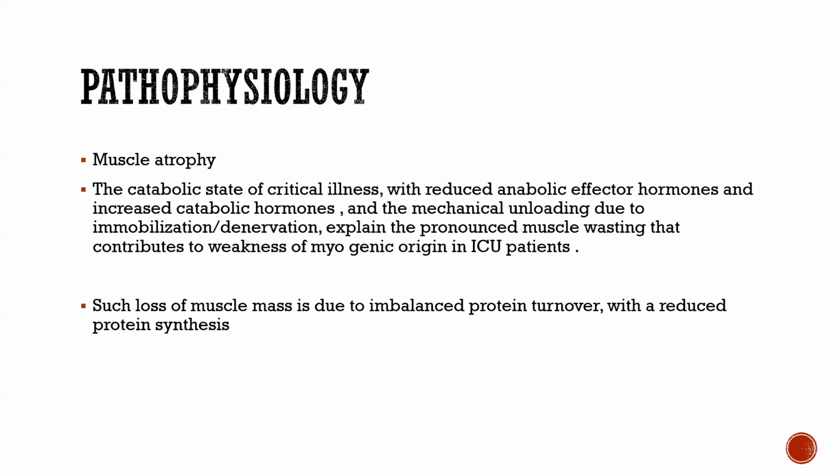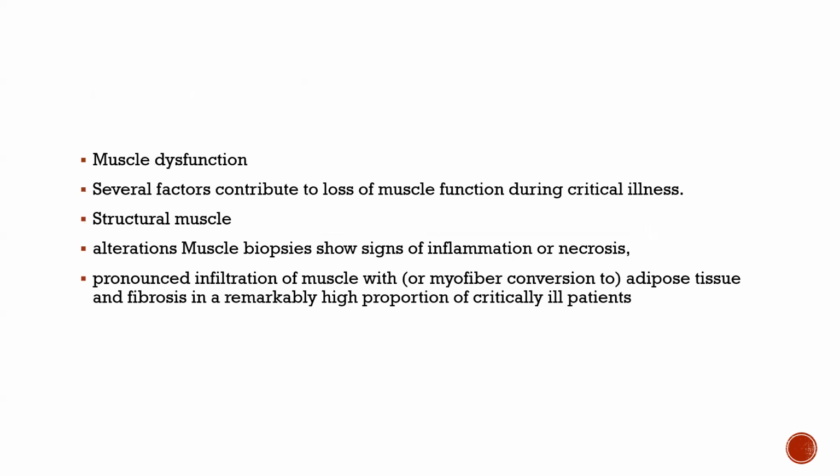So we'll see what the pathophysiology is. First is muscle atrophy. The catabolic state of critical illness, with reduced anabolic effector hormones and increased catabolic hormones, and mechanical unloading due to immobilization and denervation explain the pronounced muscle wasting that contributes to weakness of myogenic origin in ICU patients. Such a loss of muscle mass is due to imbalanced protein turnover and reduced protein synthesis.